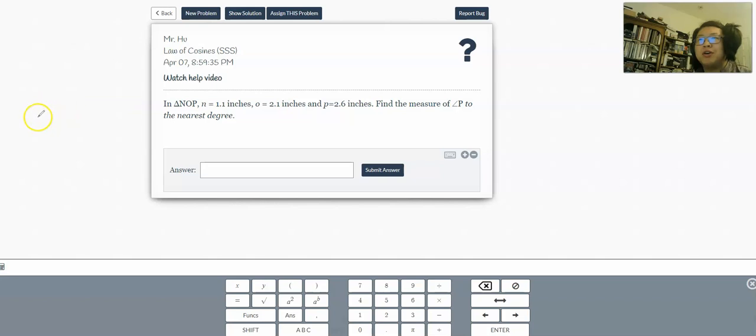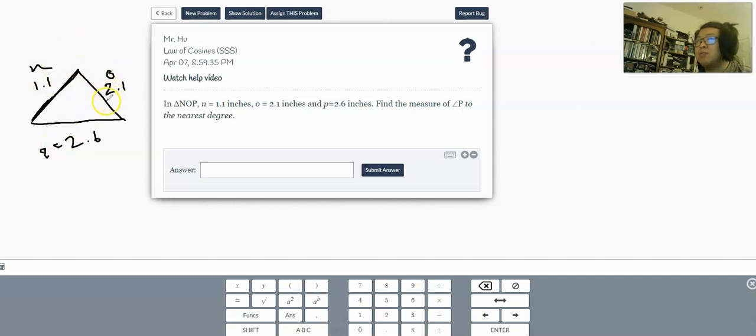So triangle NOP, there is an n equals 1.1, an o equals 2.1, and a p equals 2.6. Okay, so I kind of drew that out while I was saying it. Here's my 1.1, here's my 2.1, here's my 2.6. And remember, these are attached to P, O, and N, which means I have to label my triangle very carefully: the big letters, N opposite small n, O opposite small o, P, that's supposed to be P anyway, not a Q, opposite little p. All right, so those are my sides and angles.